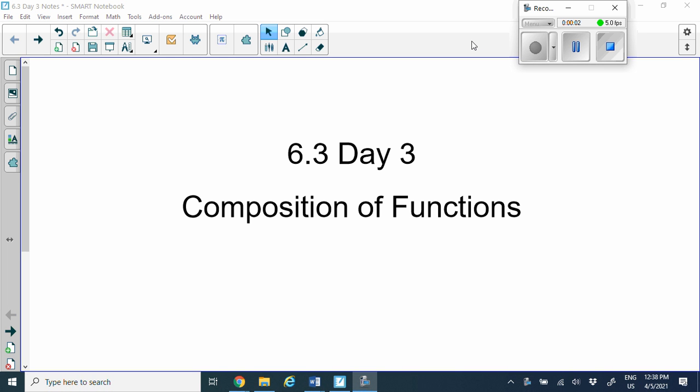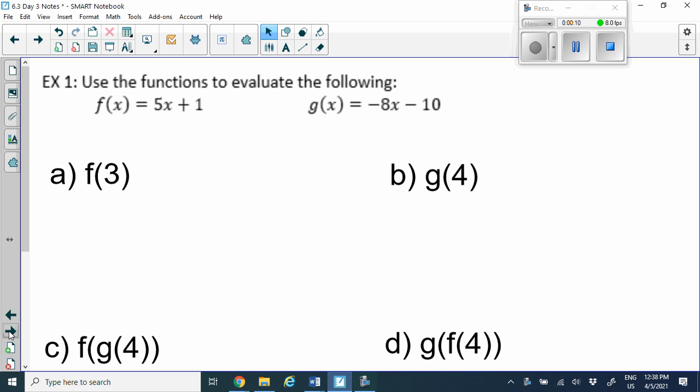Hey guys, so here's the 6.3 day 3 notes. We're going to be talking about composition of functions. Okay, let's first talk about evaluating functions, and let's just talk about how we evaluate them normally, right?